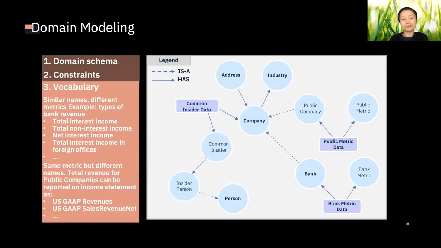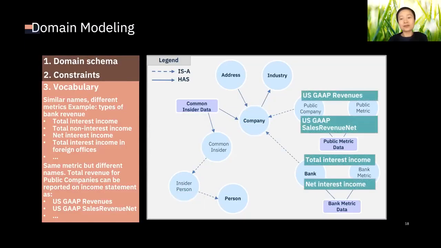I will describe how identifying those constraints can help us do quality evaluation at scale. And the last part is the vocabulary. When we think about vocabulary, in the case of dictionaries and so on, it may sound very simple, but it's actually very critical from a domain modeling point of view.